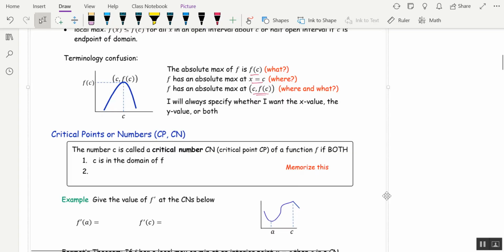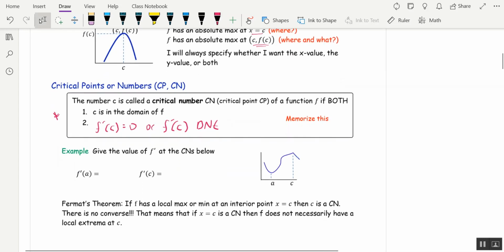This is a definition that you do have to know. c is a critical number or critical point, same thing, of a function if two things happen. One, c has to be in the domain of f, and two, f prime of c is 0 or f prime of c does not exist.